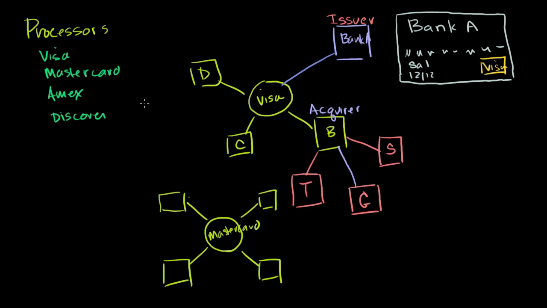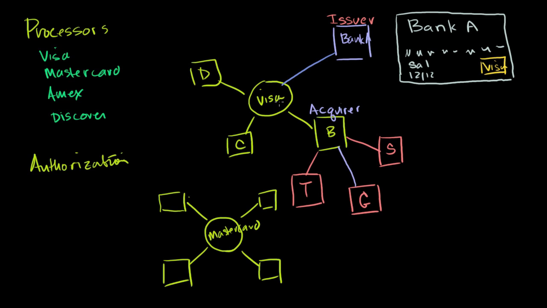And the first process is called authorization. And that's literally to check whether I'm good for the money, whether this card is valid to buy $100 worth of, say, groceries. So when I swipe the card, or when the grocer swipes the card, it's going to send a message from that little unit, from that point of sale unit, to the acquiring bank.